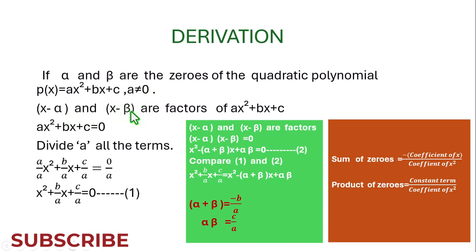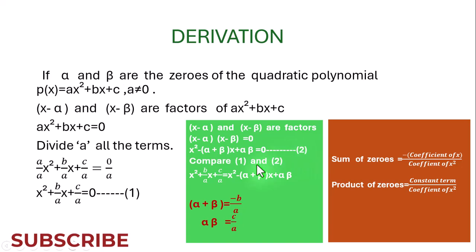X minus alpha and x minus beta are factors of ax square plus bx plus c. First, ax square plus bx plus c is equal to 0. Divide by a throughout. A upon a, x square plus b upon a into x plus c upon a is equal to 0 upon a. Now a upon a is 1, then x square plus b upon a x plus c upon a is equal to 0, equation 1. X minus alpha and x minus beta are factors, then the product x minus alpha into x minus beta is equal to 0. This is an identity: x square minus alpha plus beta x plus alpha beta is equal to 0.